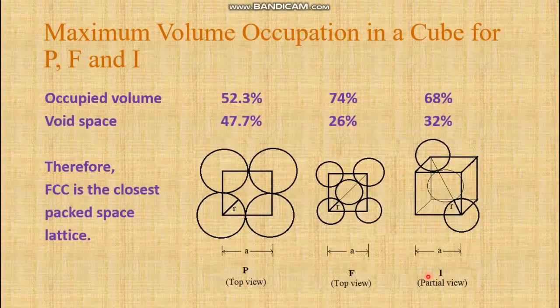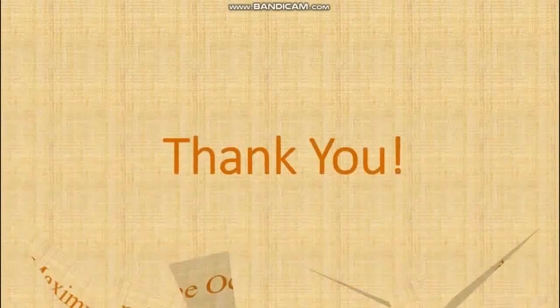Okay, so here is the summary. So FCC is the closest packed space lattice, which is 74% volume occupancy and 26% void space, and the lowest one is the primitive, which is 52.3% volume occupancy and 47.7% void space. In between there is the body centered cube, where 68% volume is occupied and 32% is unoccupied. So that's all for today.